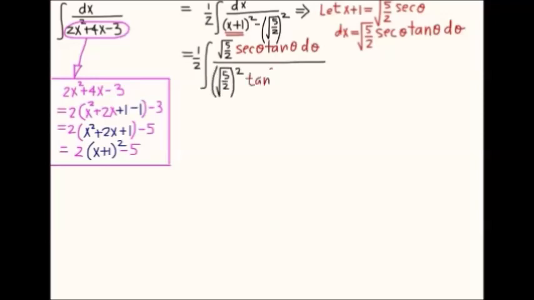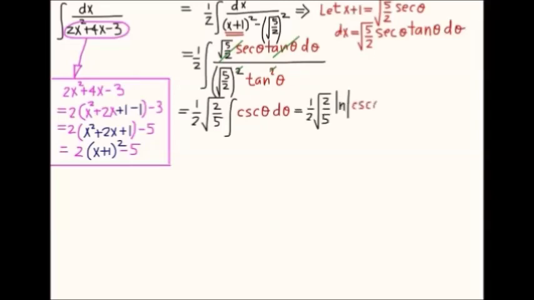Let me write that out real quick. We can then simplify, which leaves us with 1/2 times the square root of 2 over 5 times the integration of cosecant theta d theta. Now, because cosecant is a simple integration, we can just write it in terms of that integrand.